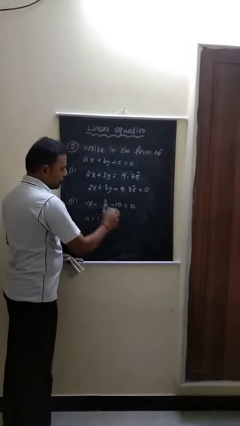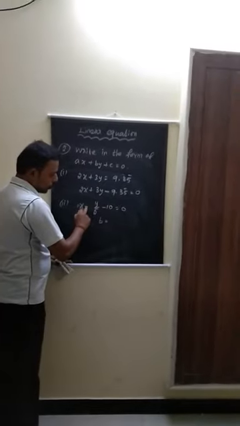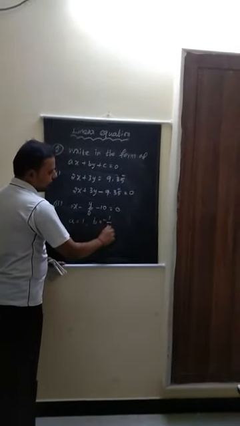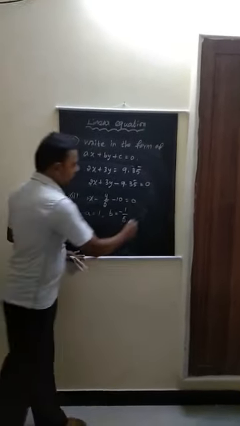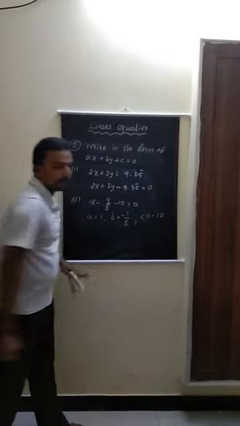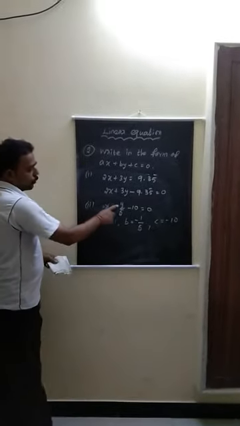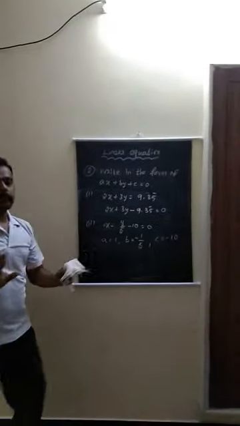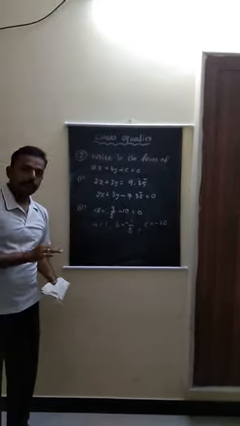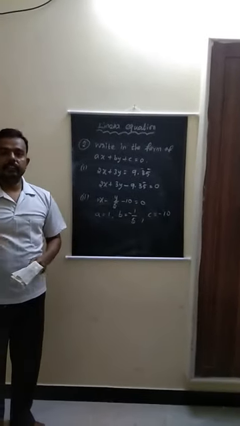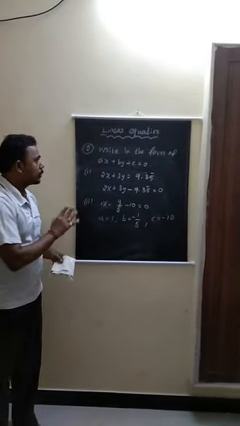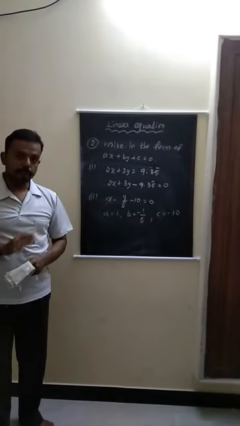And b value, before y you have minus also. So minus 1 divided by 5. This is the meaning. And c value equal to minus 10. Already it's given, right? Don't bother about whether it's 1 by 5 or 1 by 6. So we are going to arrange the numbers in the form of a, b, c, that is ax plus by plus c equal to 0 form.